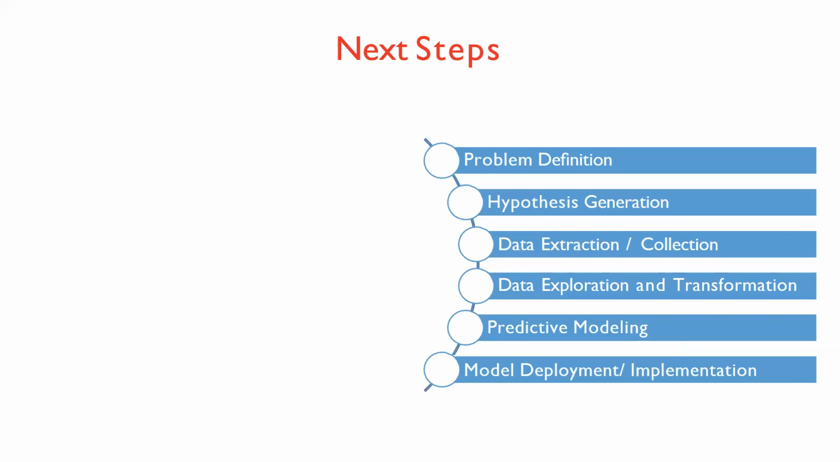Now, what are the steps? We discuss about the problem definition. We discuss about the hypothesis generation. We also collected the data extraction. So we extracted 3 data sources. What are those? Demographical data, transactional data, branch data. Next, what is the next step? Data exploration, predictive modeling, and model deployment.